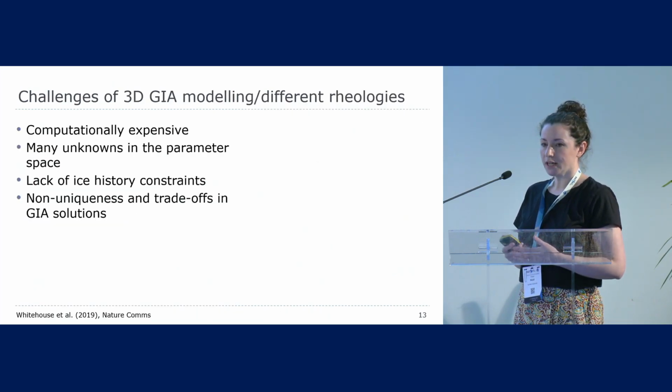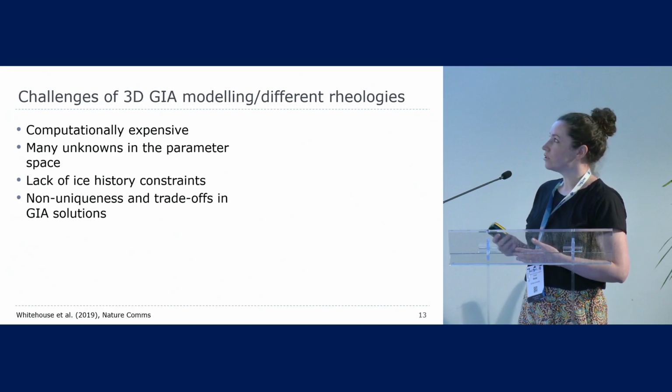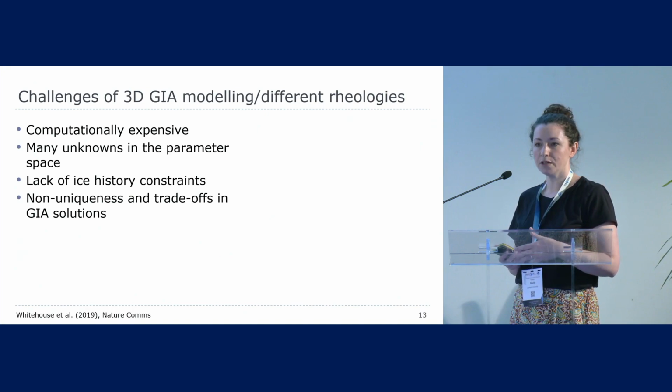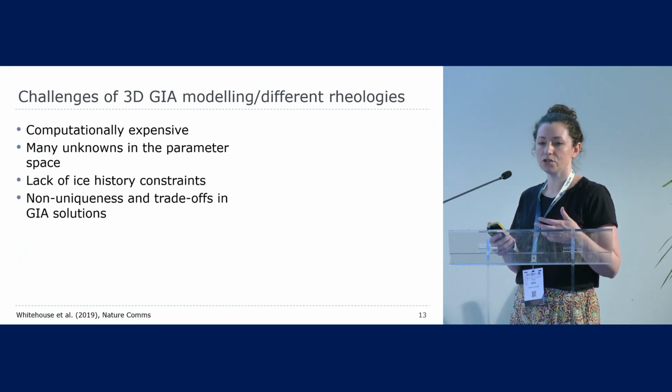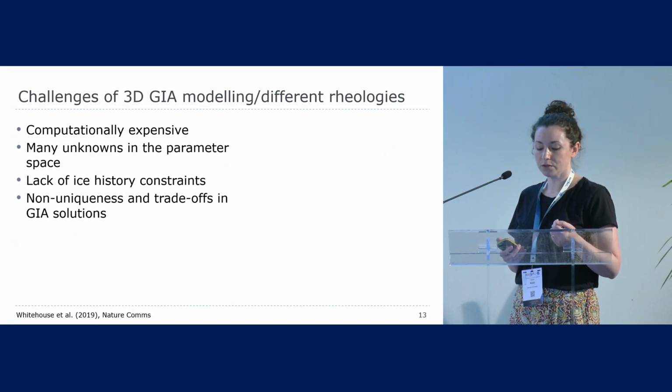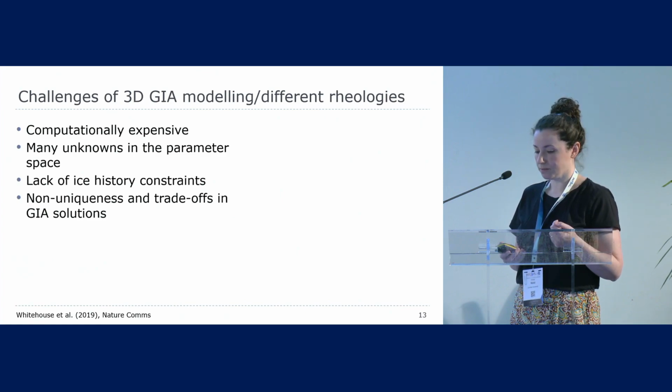So these two emerging areas of research, of 3D modelling and different rheologies, do come with their challenges. They're quite computationally expensive. Models take quite a long time to run. We're introducing many more unknowns in the parameter space as well. If we just go from Maxwell to a Burgers rheology, we're then immediately trying to constrain 2 different viscosities rather than 1. And often we don't have the observations with which to do this. We're still lacking a lot of information about ice history, which is our other main input to a GIA model. And there's quite often non-uniqueness and trade-offs in the GIA solutions.